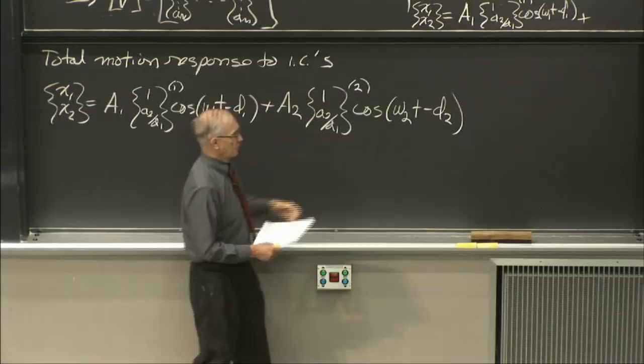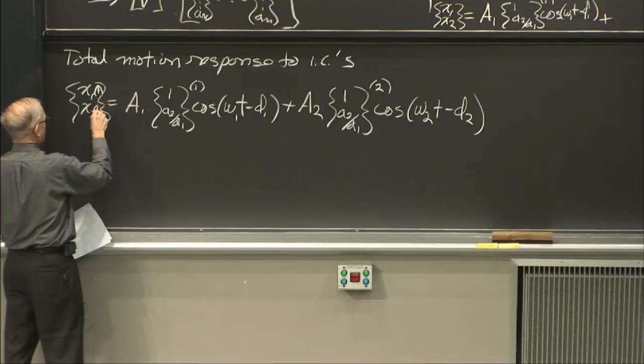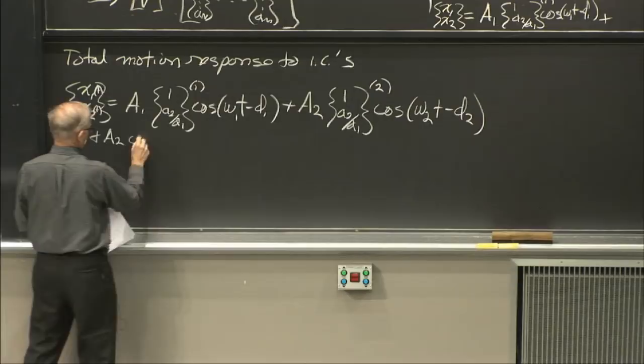But now you have two undetermined constants out here, A1 and A2. Well, where do they come from? You've got to use your initial conditions to get those. And I'll write down, let's see, I've got just maybe enough time to write this down. These are functions of time. So A1 and A2 come from the ICs, the initial conditions.